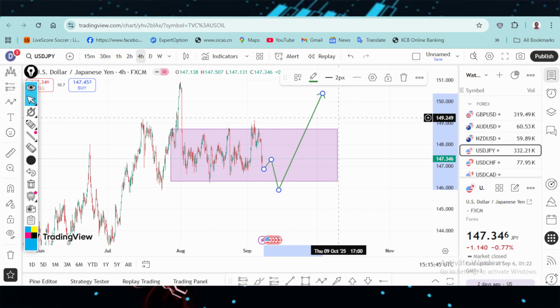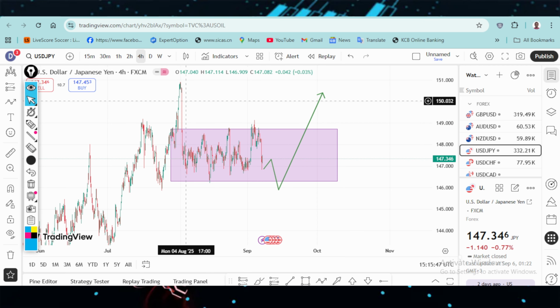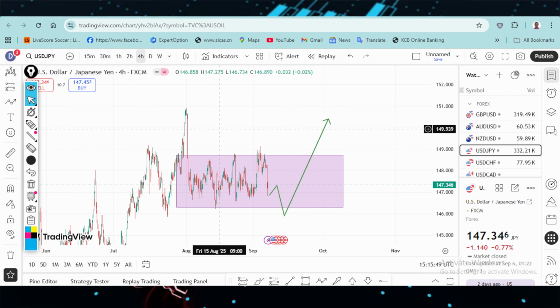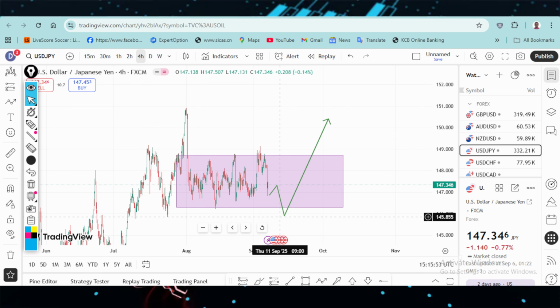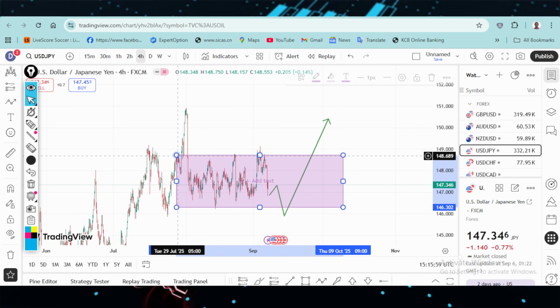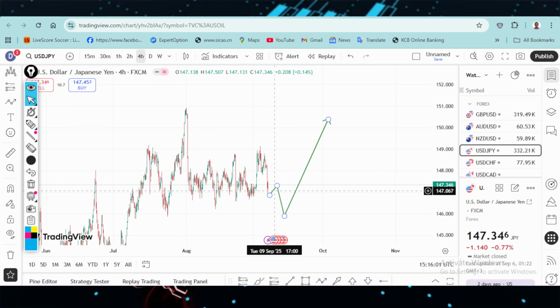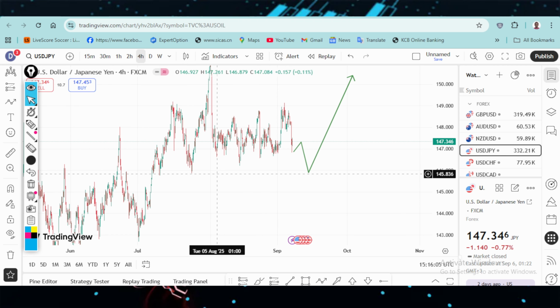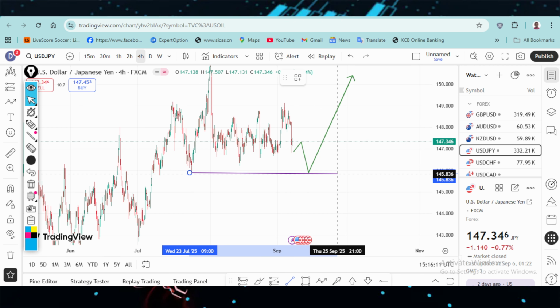Why to the upside? Because we have left a big imbalance behind here, which the market did not close. The market has to close this imbalance. So I'm seeing another drop, then a move to the upside. We might drop even breaking this low. Might break this low before it can move to the upside.